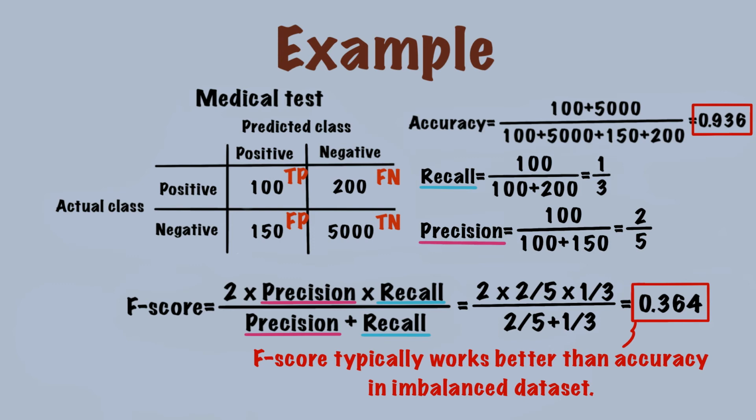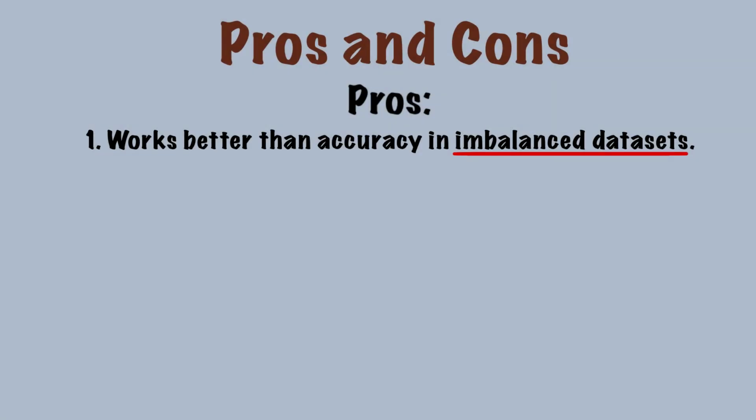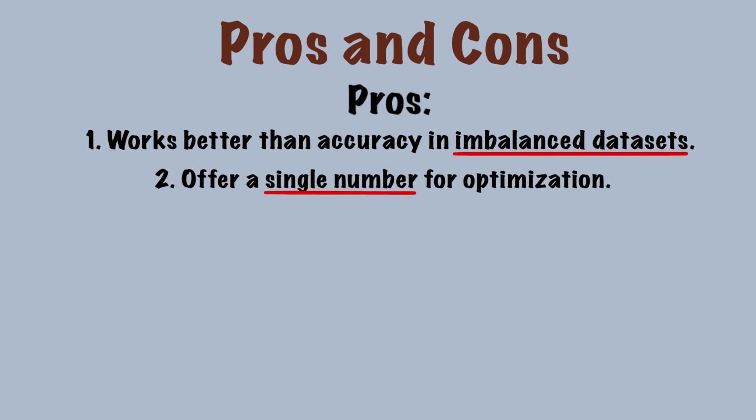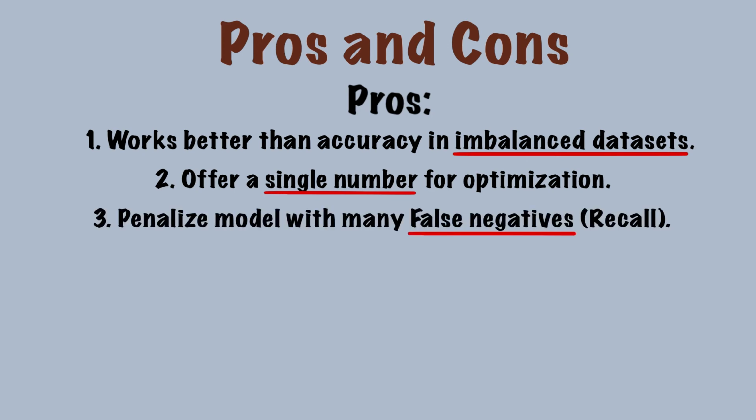In fact, this number is much lower than accuracy, which is 0.936. As we talked about, accuracy doesn't work well in imbalanced dataset, and we now find F score can handle this problem better. Last, we need to know the pros and cons of a measure before using it. The first advantage of F1 score is that it works better than accuracy in imbalanced datasets, as we just proved in the example.